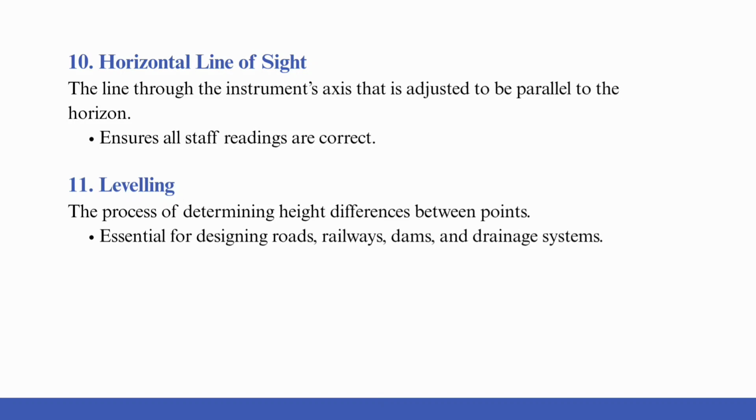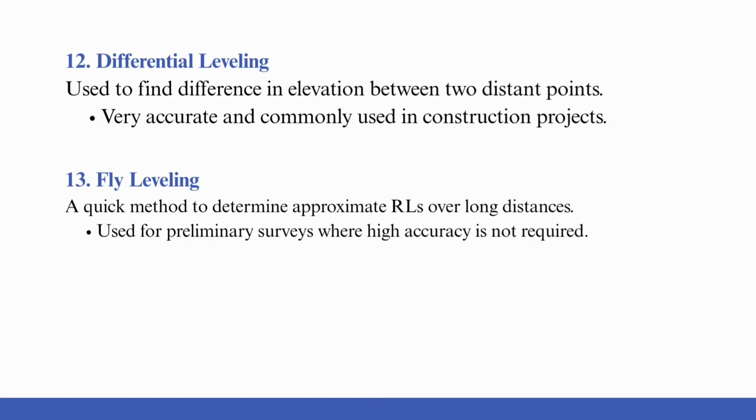And the next one is leveling, a process of determining the height differences between points. We have already seen it. Now the next parameter is differential leveling. It is used to find the difference in elevation between two distant points. It is very accurate and commonly used in construction projects.